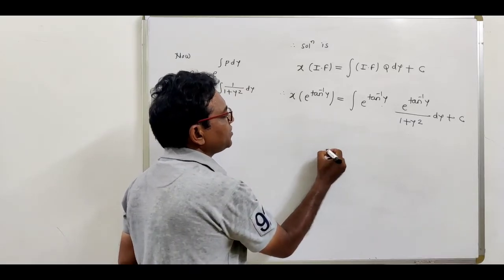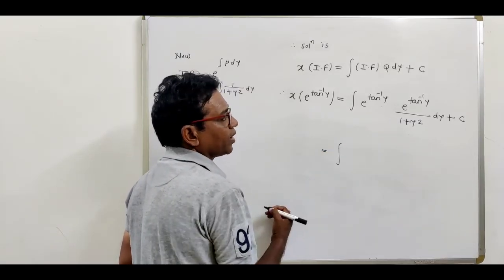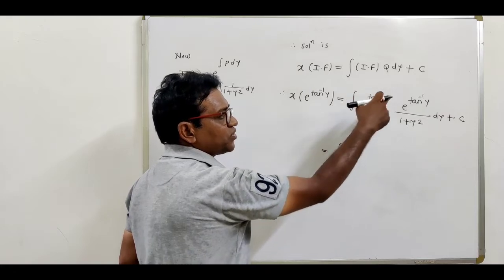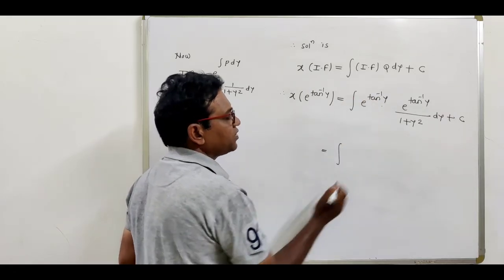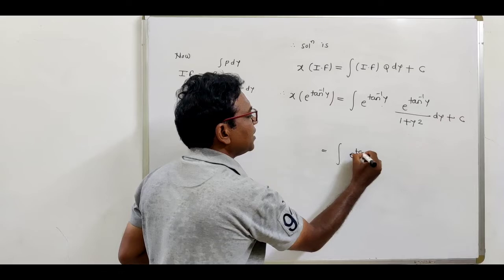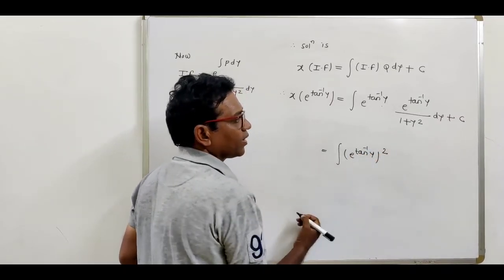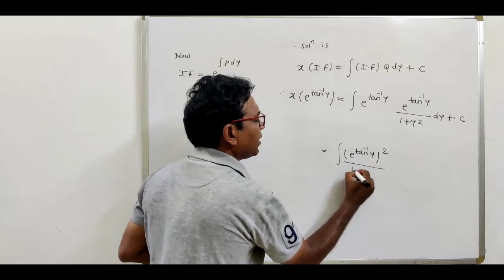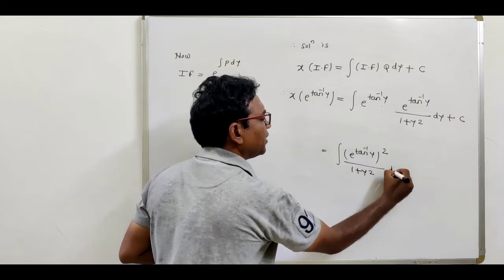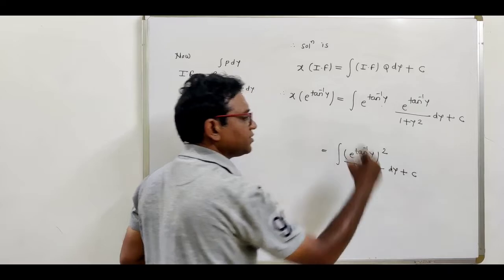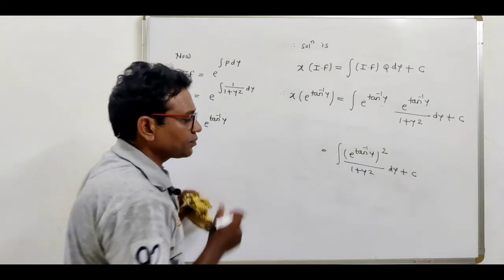So solve this integration. So this is equal to the integral of e raised to tan inverse y and one more e raised to tan inverse y. So this is e raised to tan inverse y, bracket square, divided by this 1 plus y square dy, plus constant of integration.